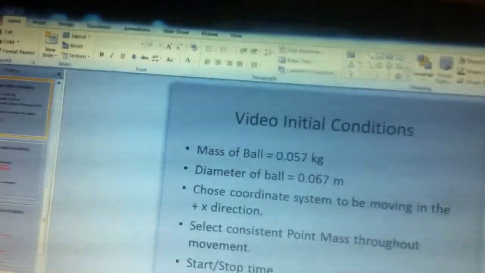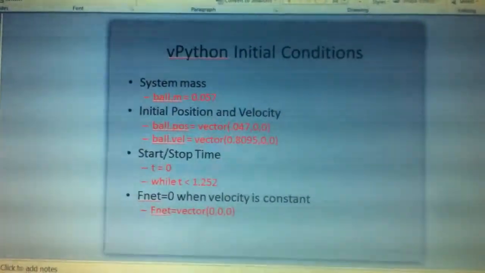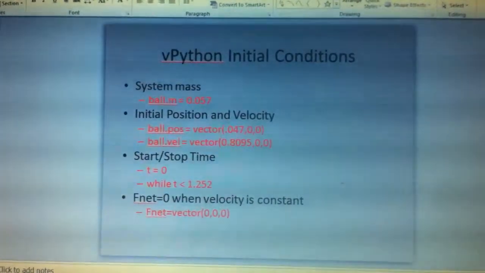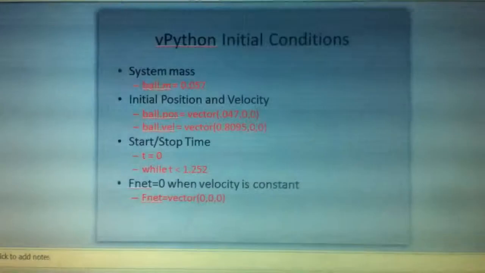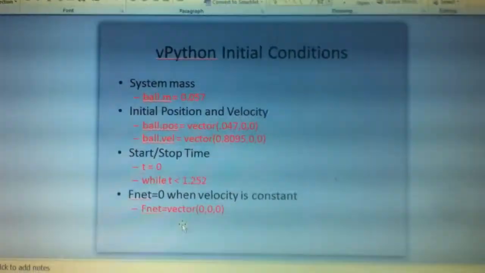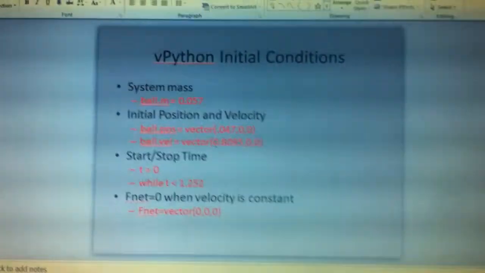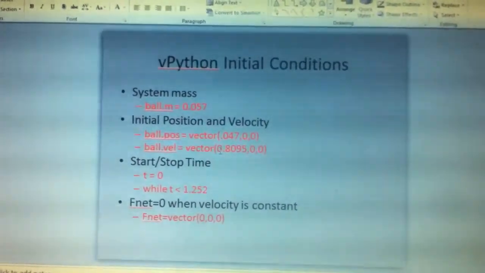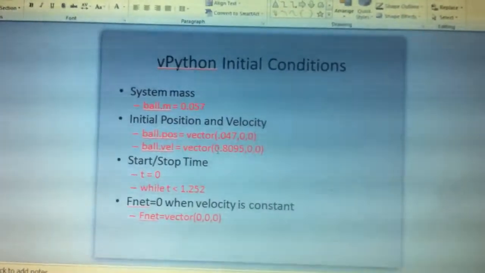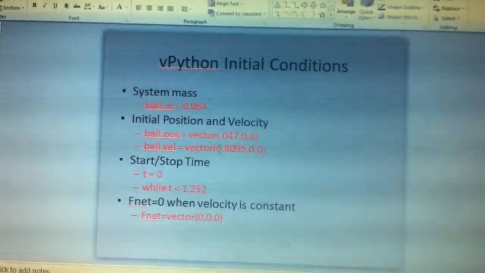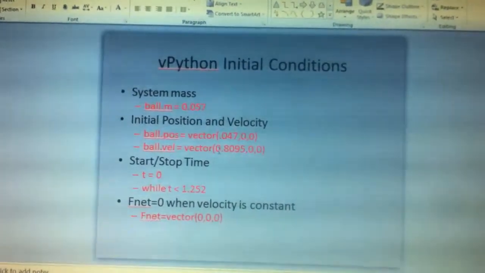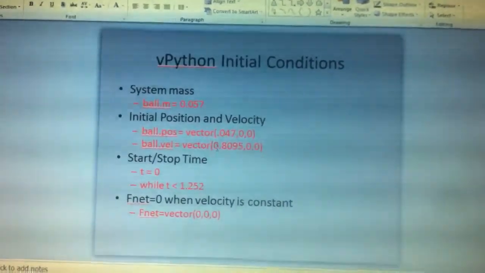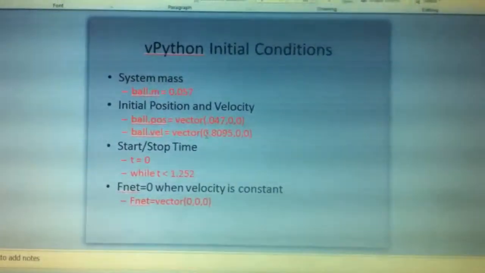So I must transfer my initial conditions over. Here all code will be written in red. The initial conditions will be the system's mass, as well as the initial position obtained from Tracker in the video analysis, the initial velocity, for which we use the first 2 points of the video analysis, and a start and stop time. We also have to put in our net force. To simulate constant motion, net force has to be equal to 0, and we set our vector equal to 0.